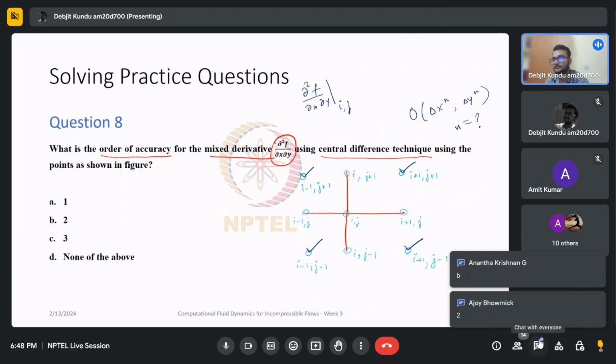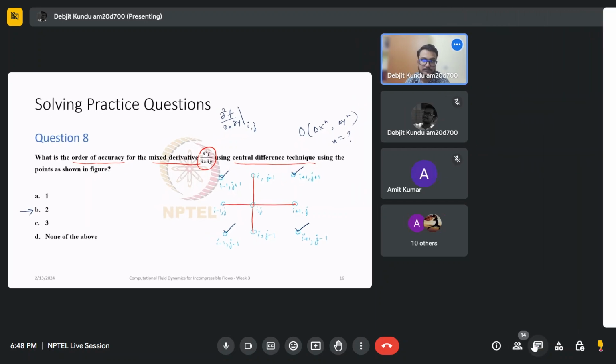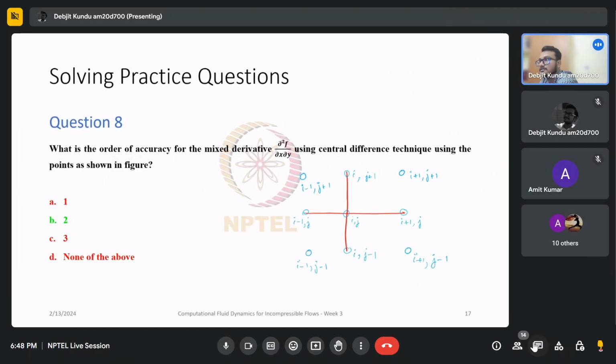So we have a few quick responses all telling us that it should be option B, 2. Right? So let's have a look at the solution. The solution also says 2. Okay, so how do we get here? The easiest way of doing this, I'll use the easiest way only and not the other way.